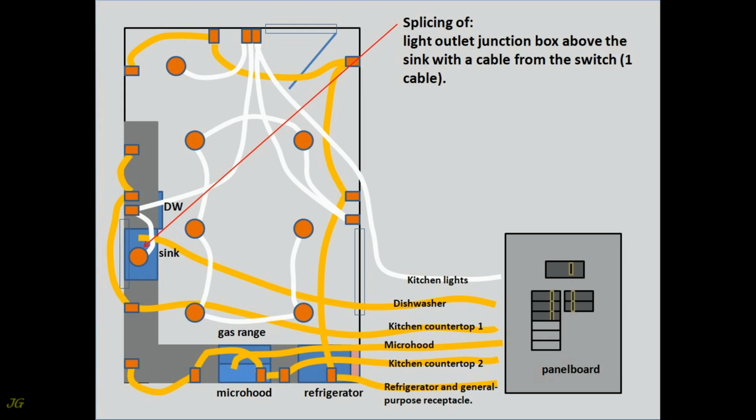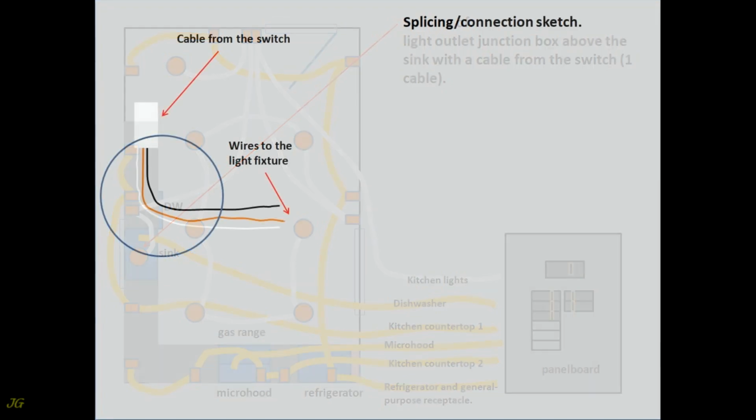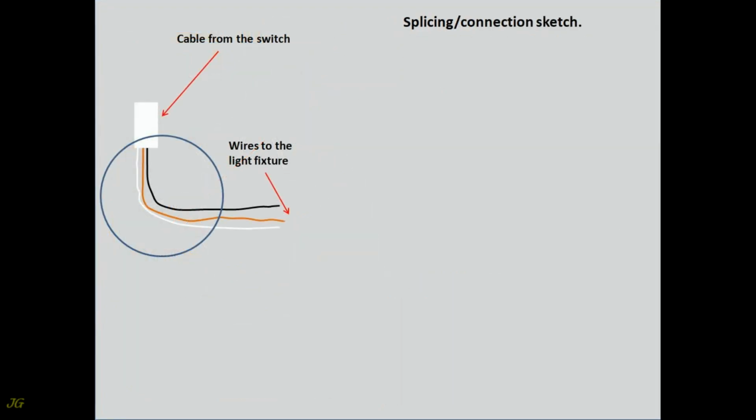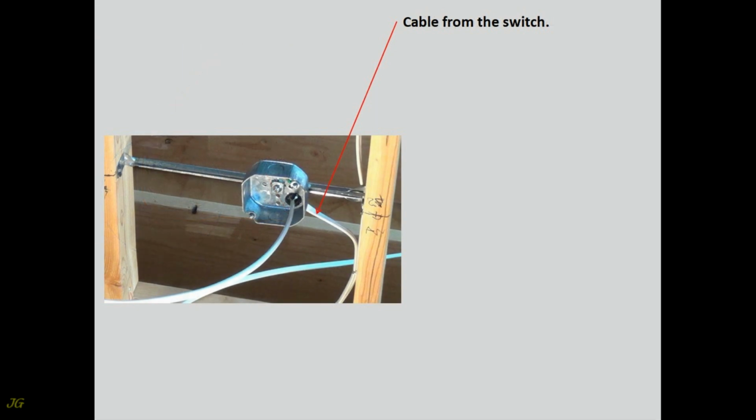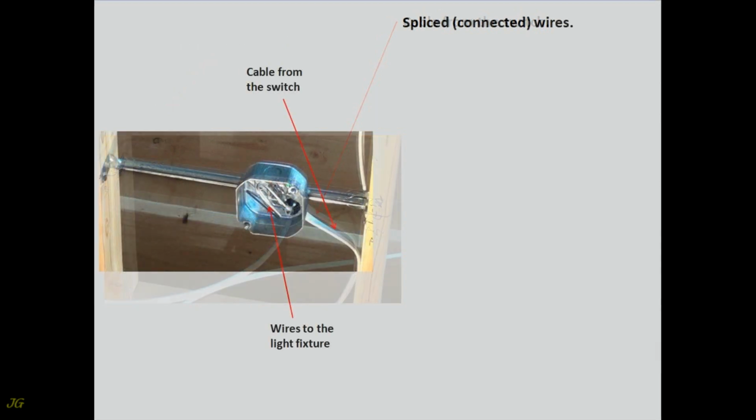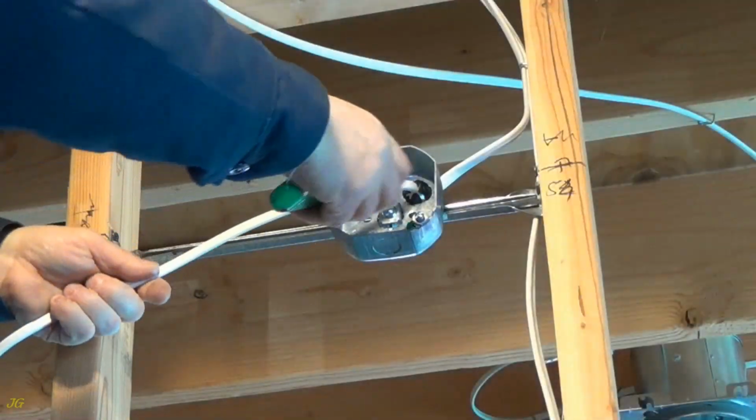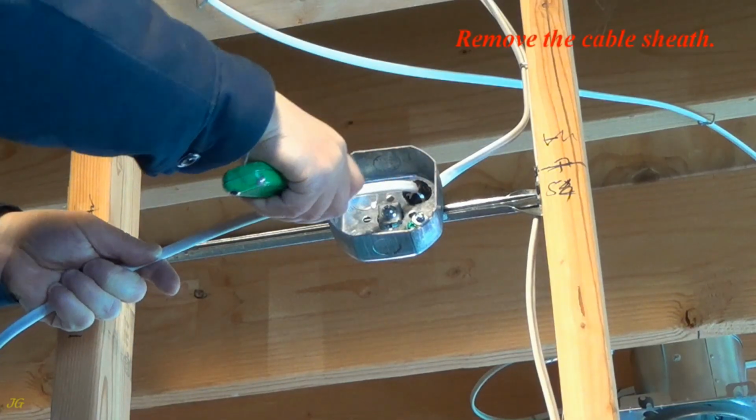Splicing of light outlet junction box above the sink with a cable from the switch, 1 cable. Splicing, connection sketch. Cable from the switch. Spliced, connected, wires. Remove the cable sheath.